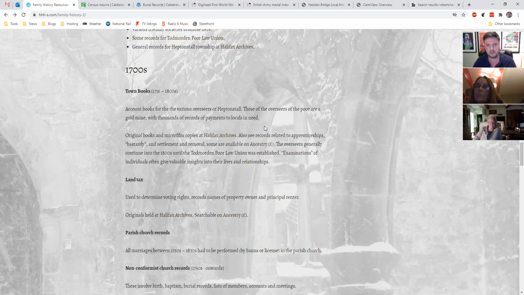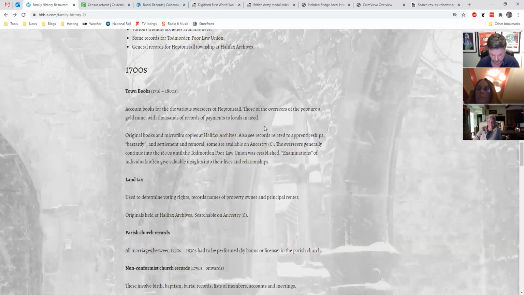Amongst these town books, or these general records at Halifax Archives, are records of the rates collections. The owners of properties were generally taxed a proportion of the rental value of the property to pay for the overseers, and we've got a good number of years of those existing, roughly from the 1770s, 1780s into around the 1830s, covering who was paying what.